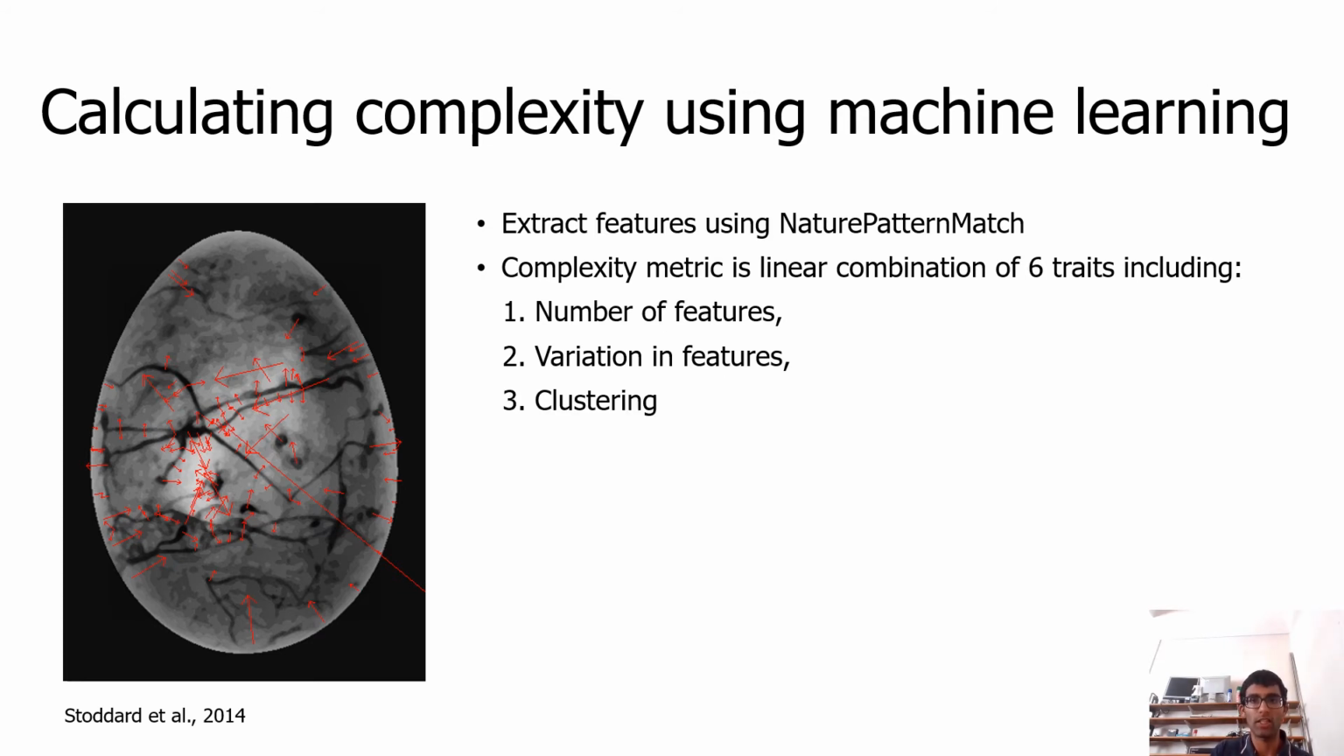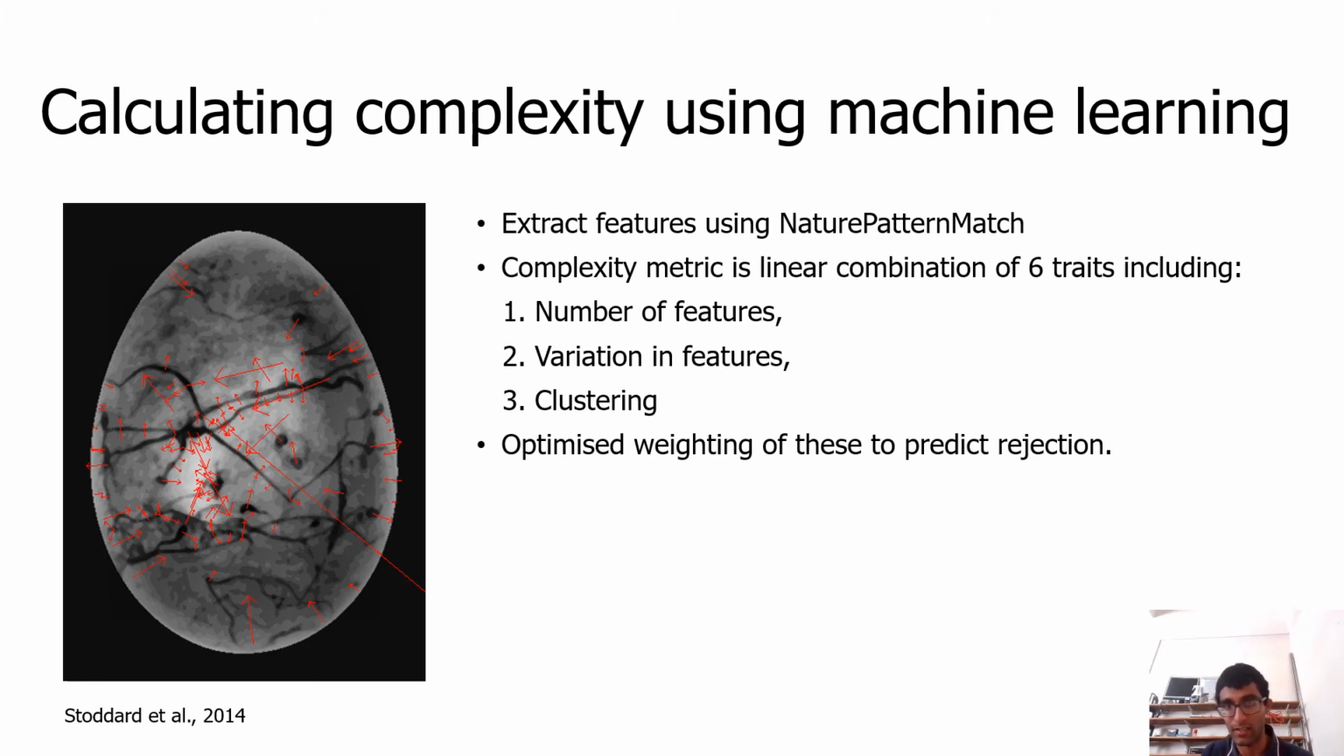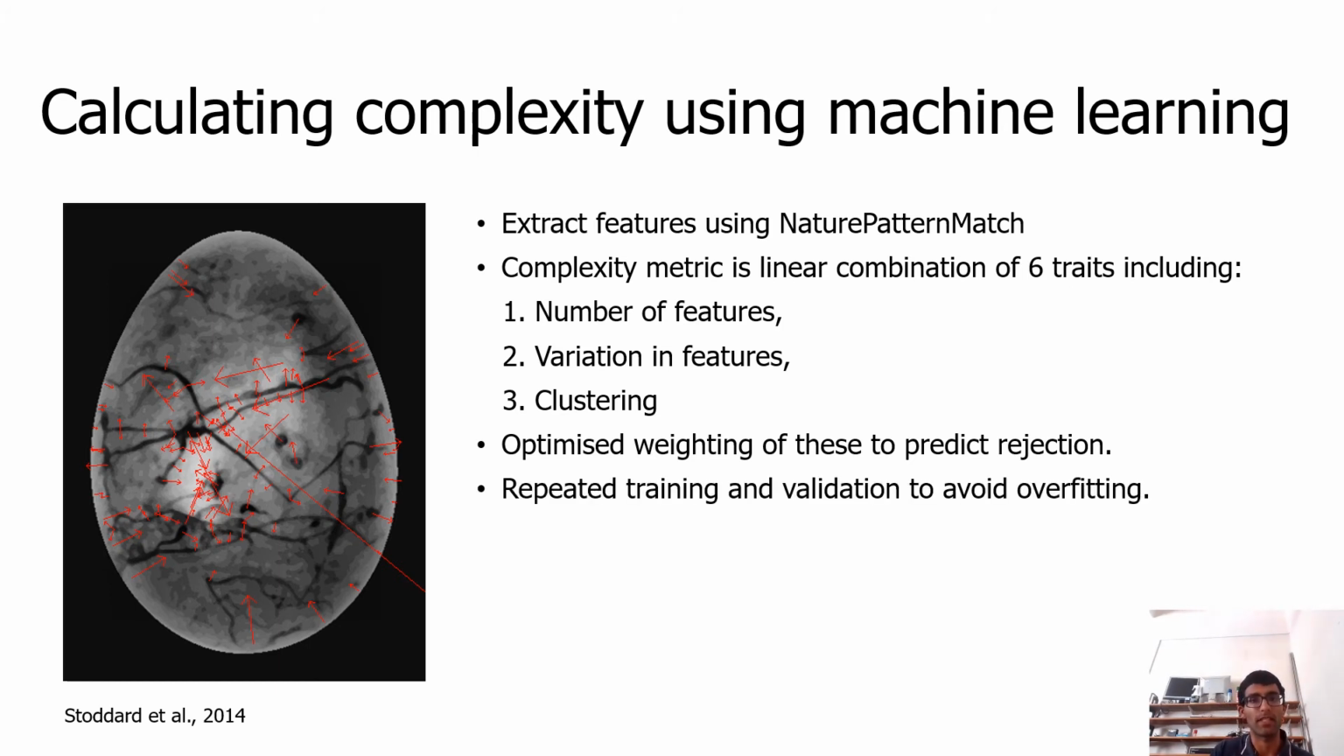We then used an optimization algorithm with training and validation to weight these measures optimally to predict egg rejection. Essentially, this means that complexity is quantified such that the absolute complexity difference between host and experimental egg predicts rejection as well as it can, given the measures that we extracted. And we avoided overfitting by repeating this process on different subsets of the data.